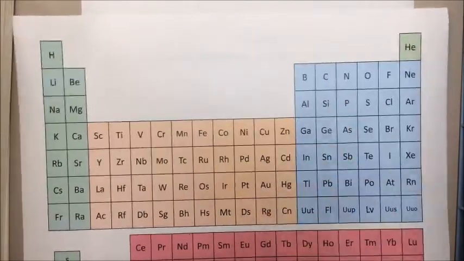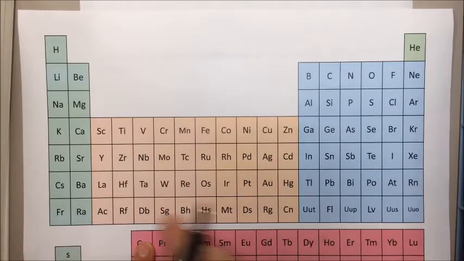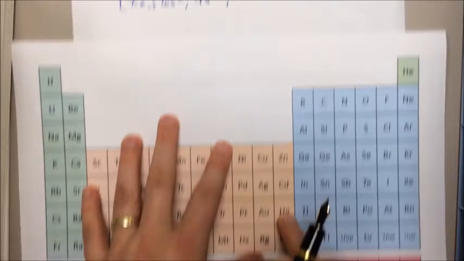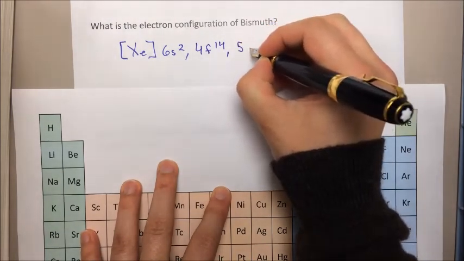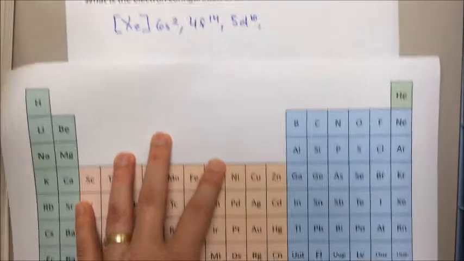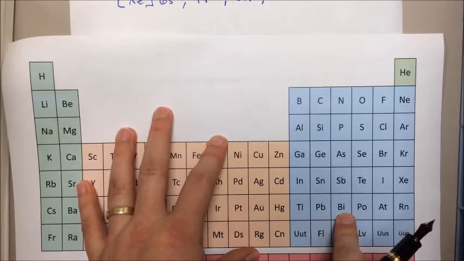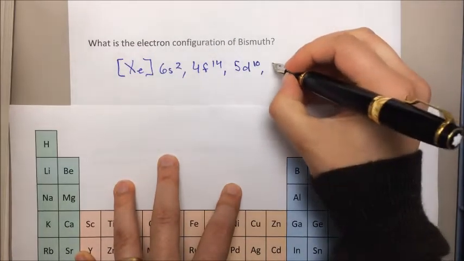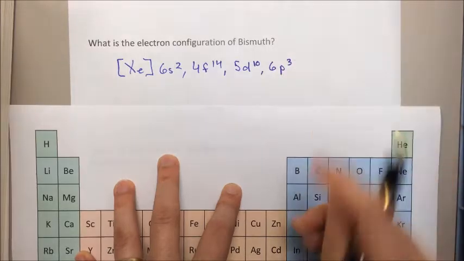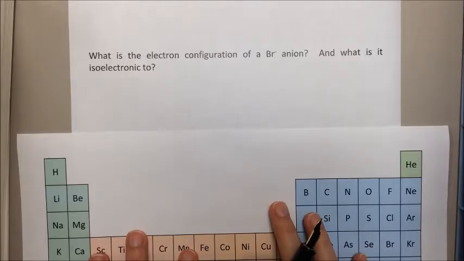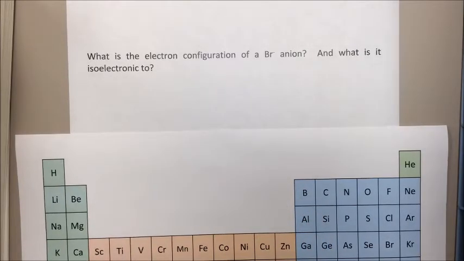And after that, we can come back up from lutetium to lanthanum and go across the 5d orbital. And it's going to be 5d10. And finally, we're in the 6p orbital, and we've got 1, 2, 3 electrons in that 6p orbital. So 6p3. Now last, what is the electron configuration of a bromide anion, and what is it isoelectronic to?